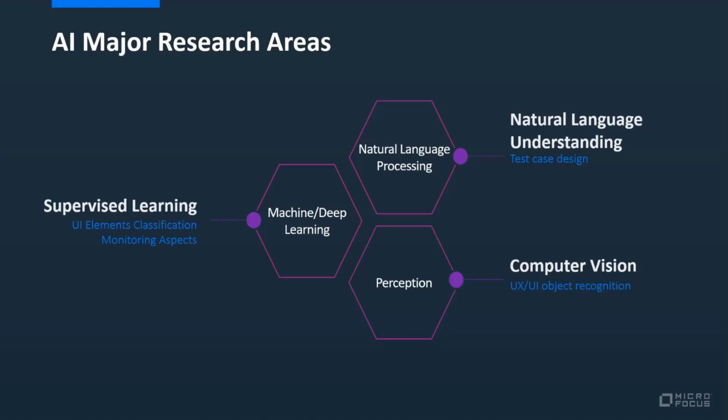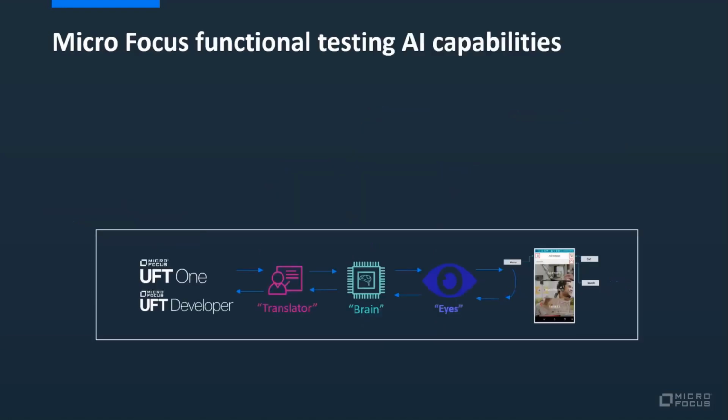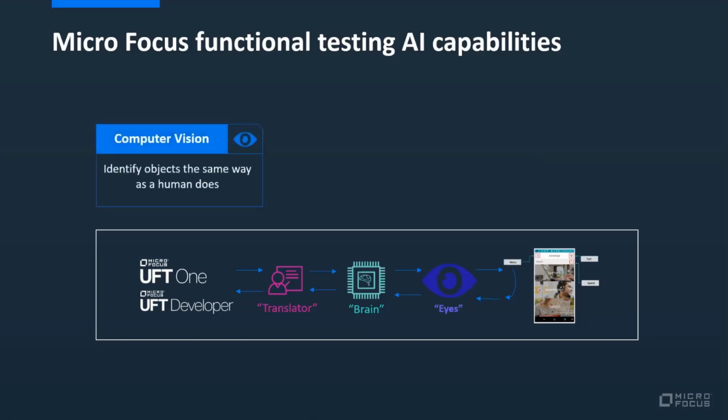So the bottom line of using those three areas within AI, as I told you previously, is that we have infused our UFT family, in that case UFT One and UFT Developer, with AI capabilities. It's not a cloud service whatsoever. It doesn't require any new installations or high-end machines. The AI service is an embedded service in the UFT One that you already own. And this AI includes the following components: the eyes, which leverage computer vision to identify objects the same way as a human does. It leverages the brain.